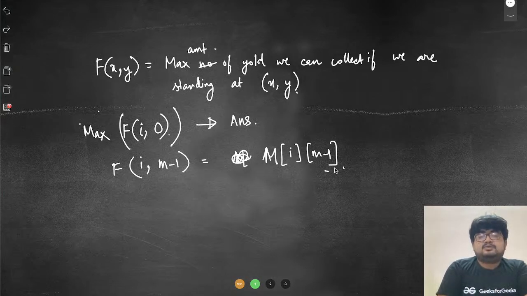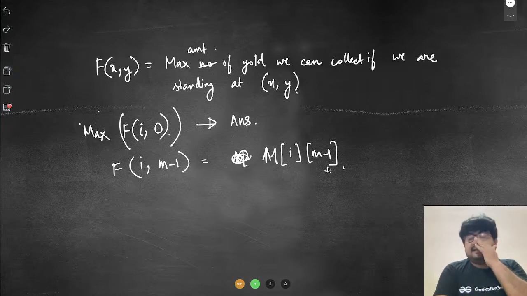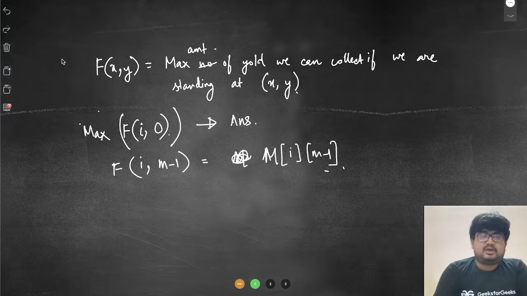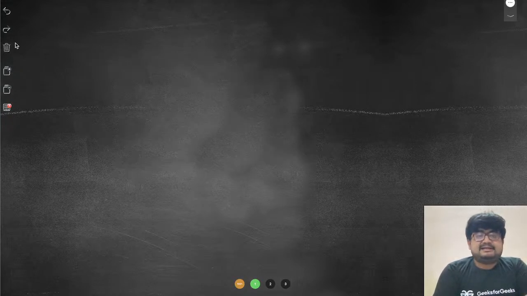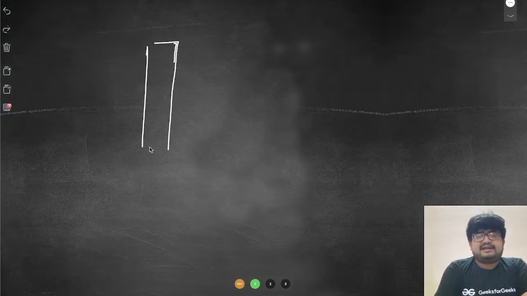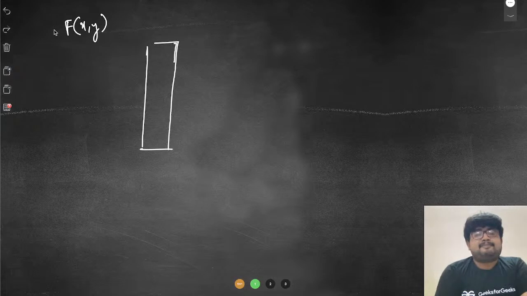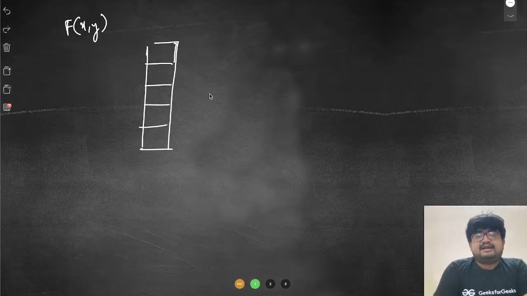If I comma m minus 1 is the base case, that is we are ending at the last column, right? So these are the states and the base cases and the answer. So let's say this is the matrix. Let's try to compute f(x, y). So we are directly jumping into the third step, assuming that the state is already defined, and we calculate f(x, y).